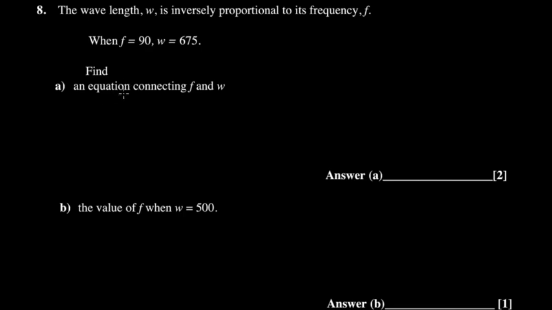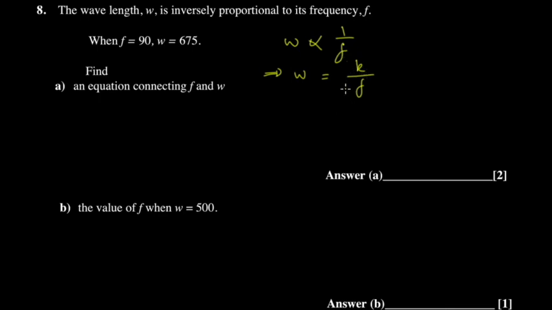Okay, find an equation connecting f and w. So the equation, first you have to write using the proportionate sign. You're given that w is inversely proportional to f, which means w is proportional to 1 over f. And when you get rid of the proportionate sign, you have to introduce a constant. So this becomes k over f, where k is the constant.